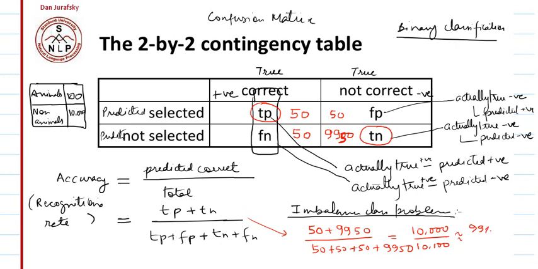But we see that with respect to the animals, we are having only 50 predicted as correct animals, and among those 50 animals it has not predicted them as animals, it has predicted them as non-animals. So this kind of evaluation method is not correct. So for that we have precision and recall.